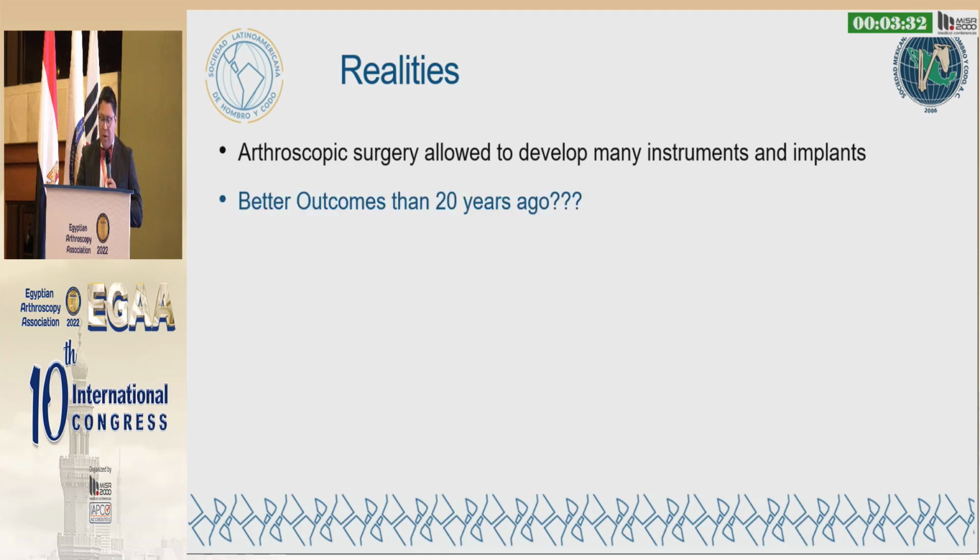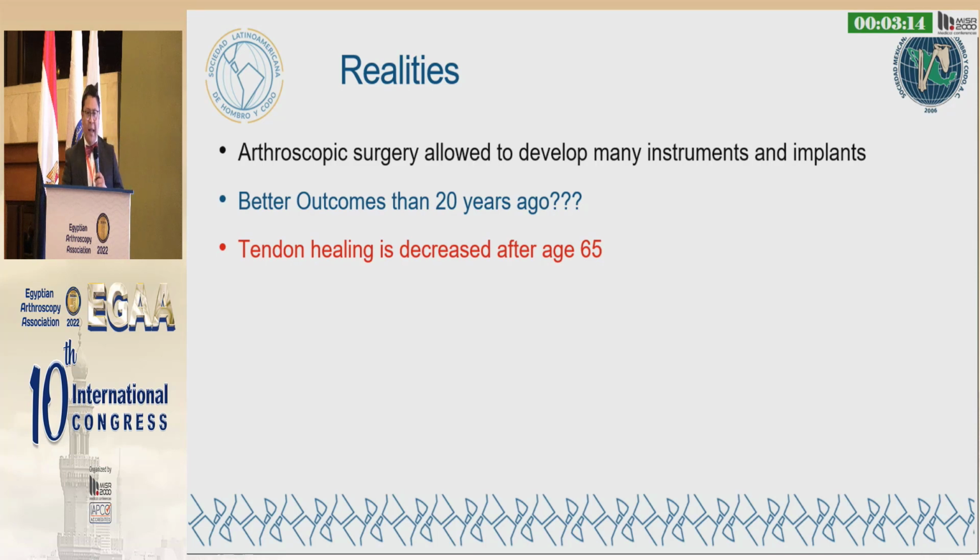Do we have better outcomes than 20 years ago? My assumption is yes. We are understanding better the biomechanics of the shoulder. We are understanding better the way we can move our patients into rehabilitation, into working with the deltoid, so we are better. Tendon healing is decreasing after the age of 65. That's a reality. We cannot revert this until now.